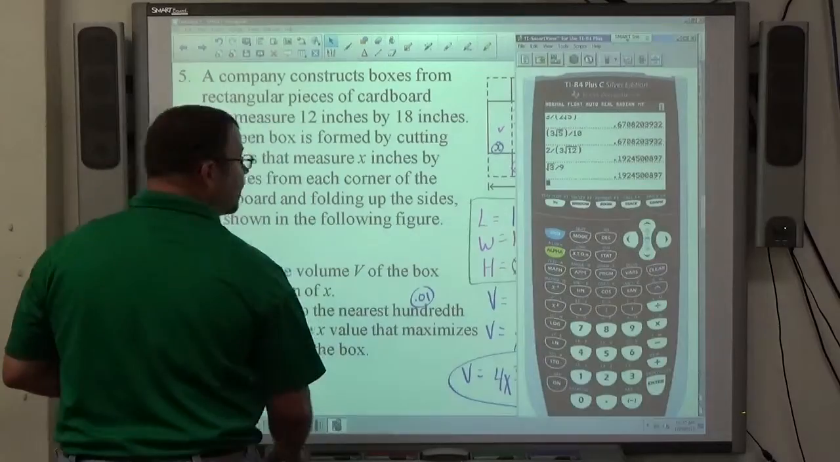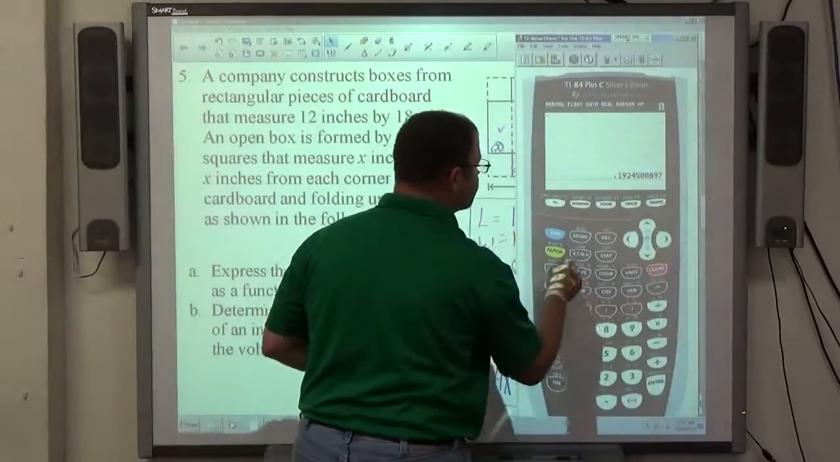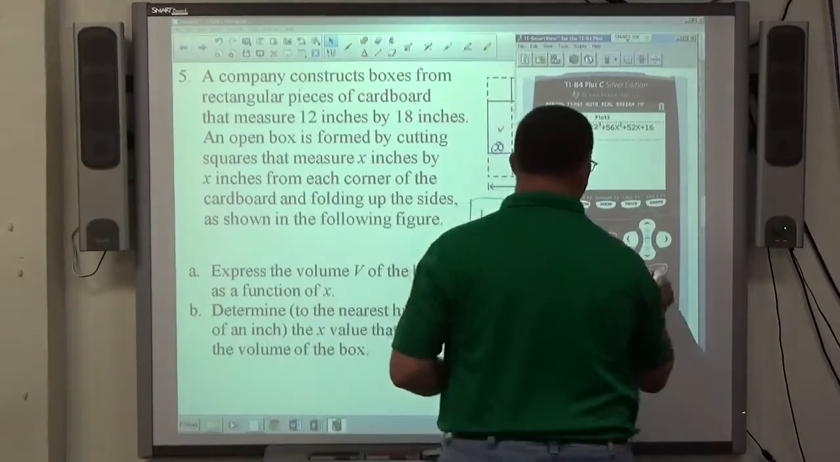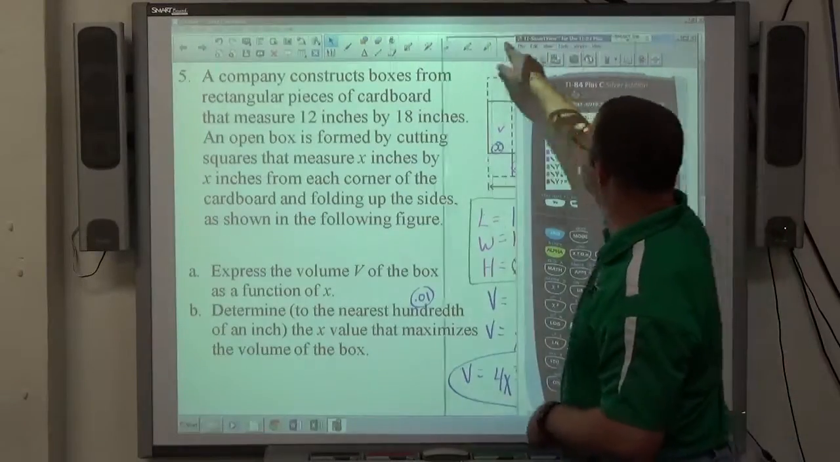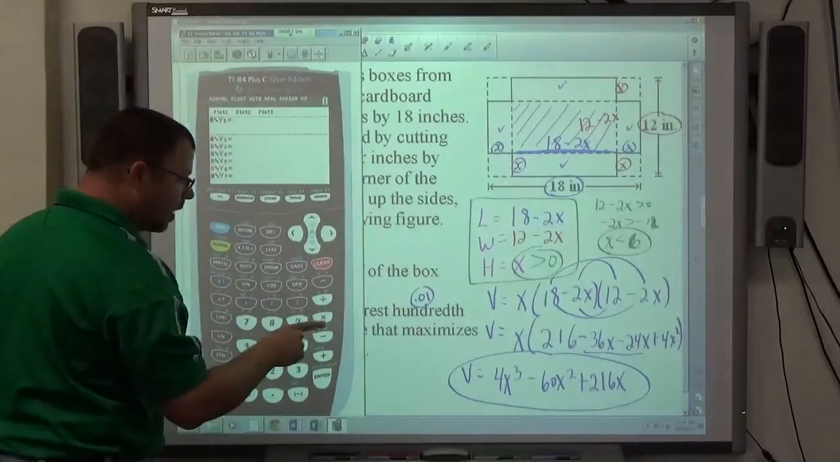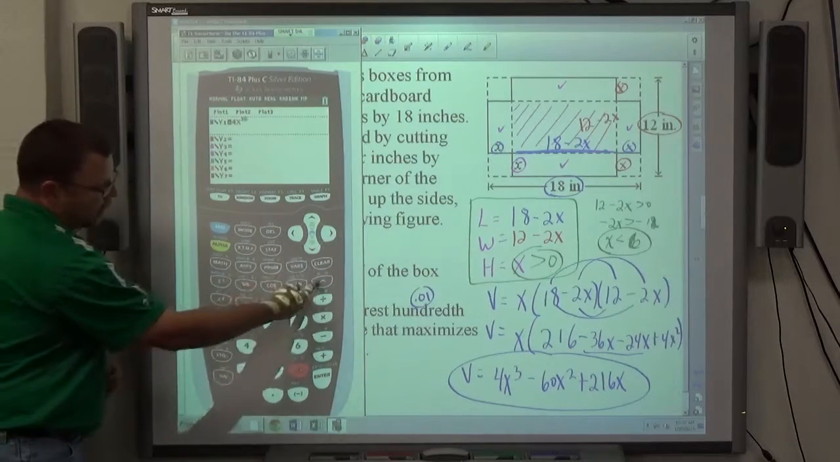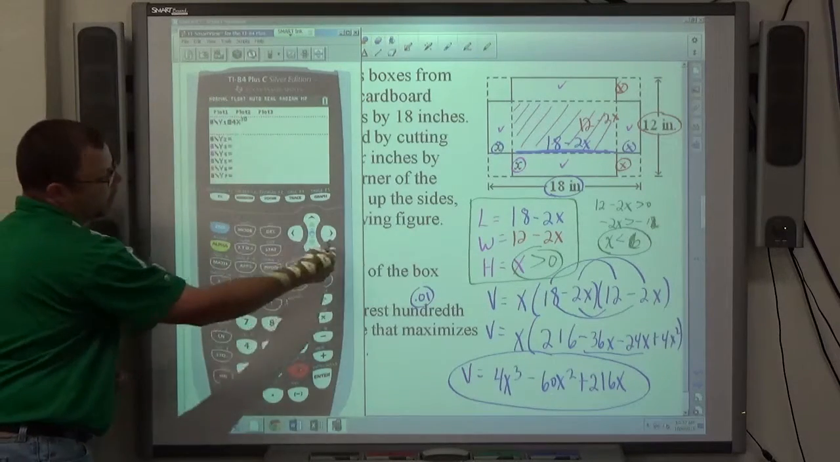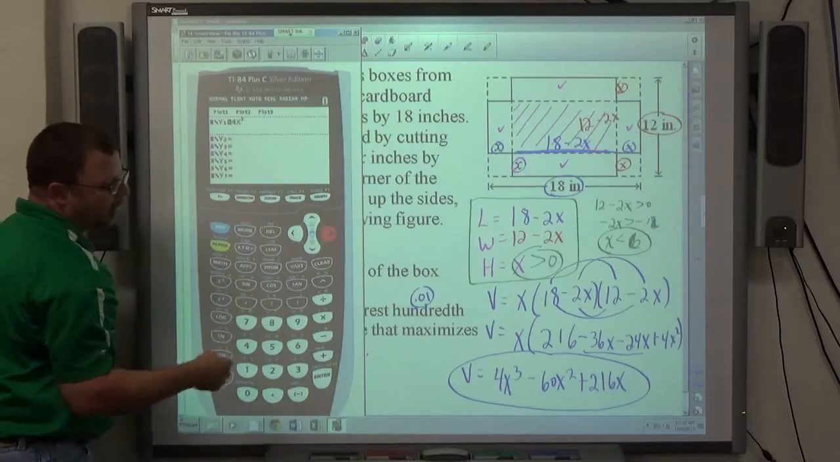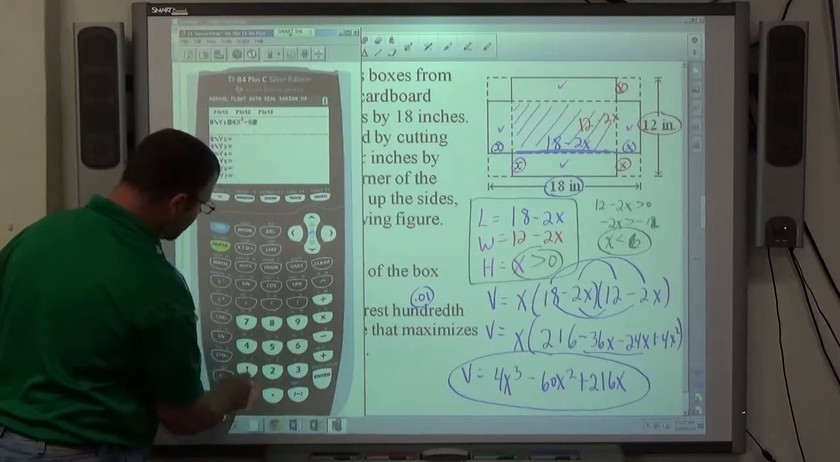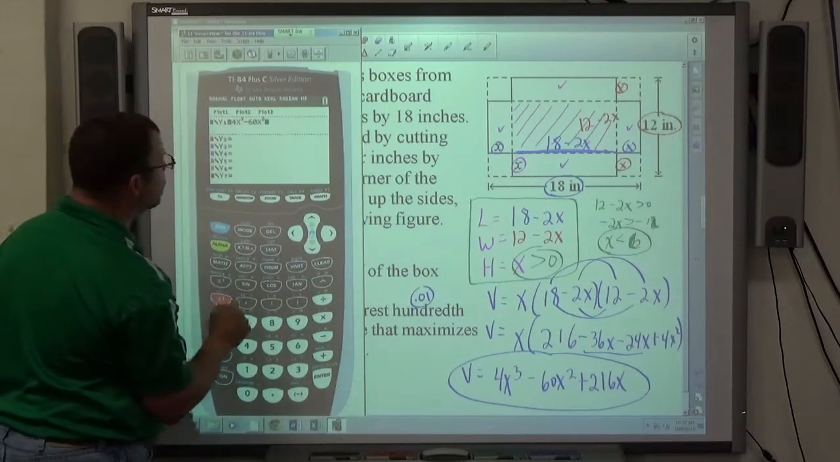What I do then is I simply go to y equals, and I type in my volume formula, which is 4x cubed. Make sure that when you hit the caret 3, it puts you up there, you've got to press the right arrow to get back down. Minus 60x squared plus 216x.